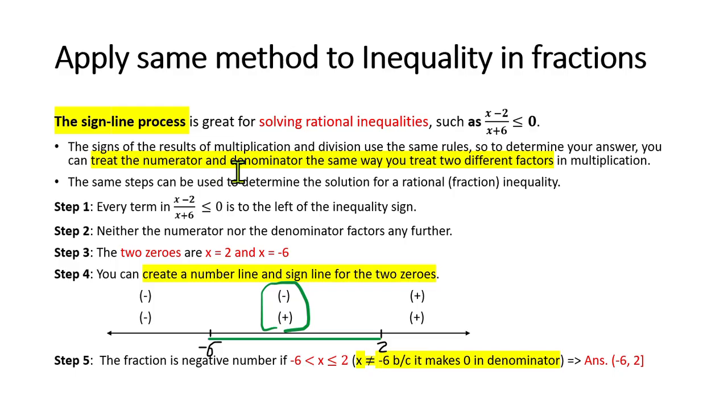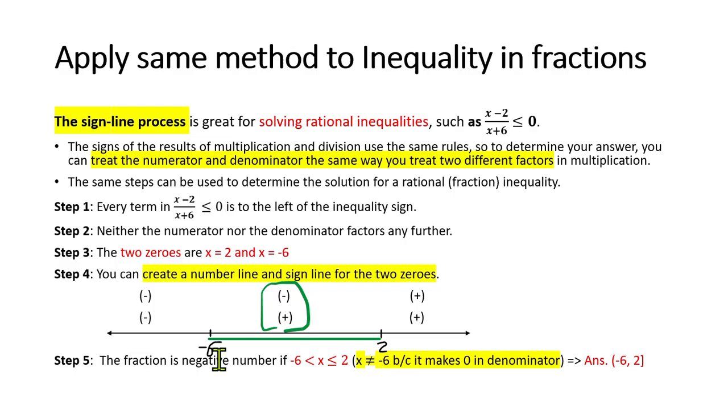What about if you see fraction inequality questions? That's the same. Here you find all zeros. x minus 2, then x equals 2. x plus 6 equals 0, then x equals minus 6. So I know the denominator should not be 0, right? To create a number line and sign line, we just use the zeros, x equals 2 and x equals minus 6.